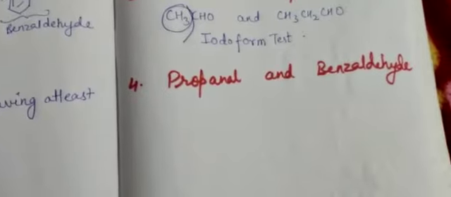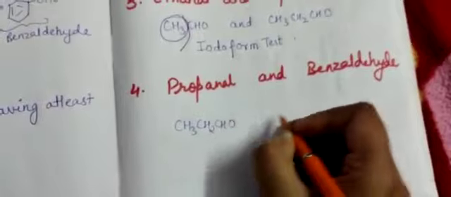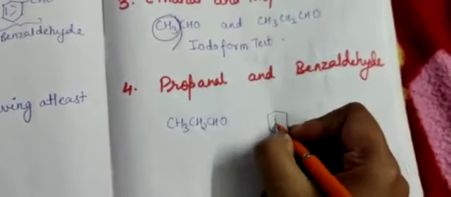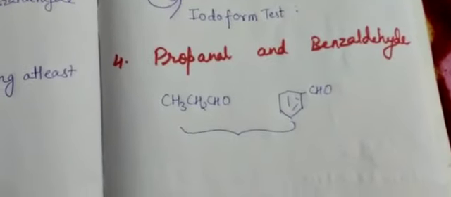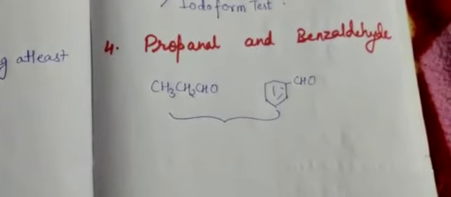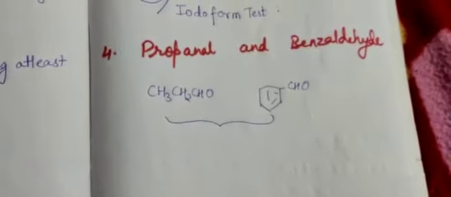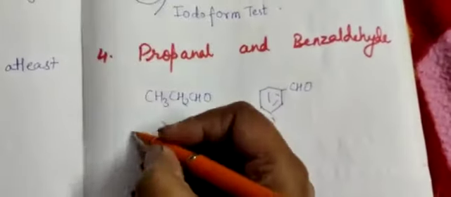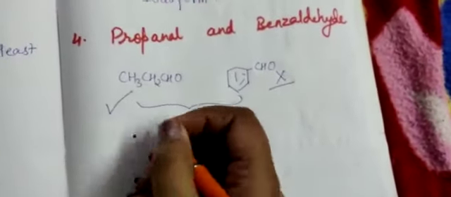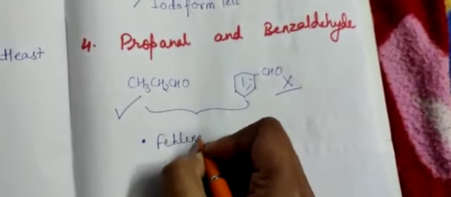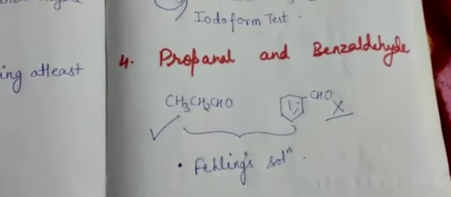Now coming to propanal and benzaldehyde. Propanal is CH3CH2CHO and benzaldehyde is a benzene ring having CHO. Now both are aldehydes, right? And we can see there is no methyl group, so no iodoform test. But there is the Fehling solution test, which I have told you gives the test for aliphatic aldehydes but not aromatic aldehydes. So they can be distinguished with the help of Fehling solution. So in this way you can distinguish between the compounds given.